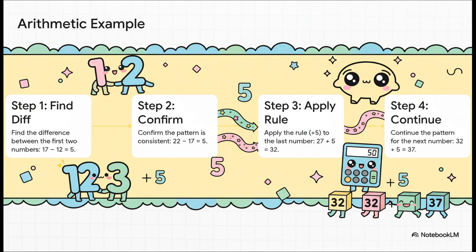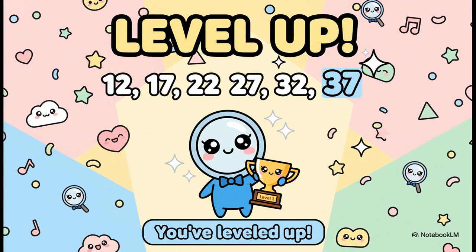Now we just apply that rule to keep the sequence going. And there it is, 32 and 37. The code is cracked. Simple, right? Congratulations, you've officially completed level 1 and leveled up your pattern finding skills. Let's move on to the next challenge and see how this all builds.